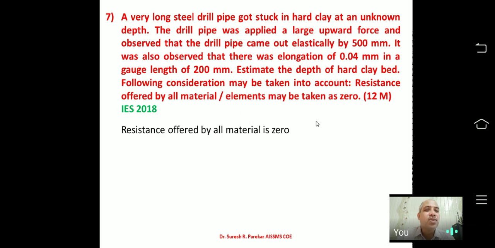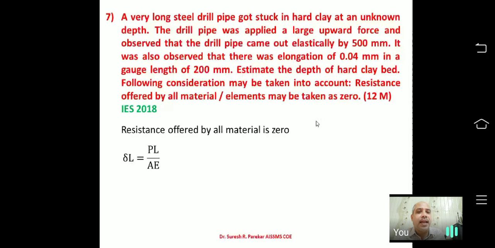It was also observed that there was an elongation of 0.04 millimeter in a gauge length of 200 millimeter. If you remember your strength of materials practical of tension on steel, there we mark on the specimen the gauge length, and by knowing this gauge length we decide the value of delta L. In the same fashion we are given delta L as 0.04 and gauge length L as 200 millimeter, and we have to solve this. So the problem is very simple.